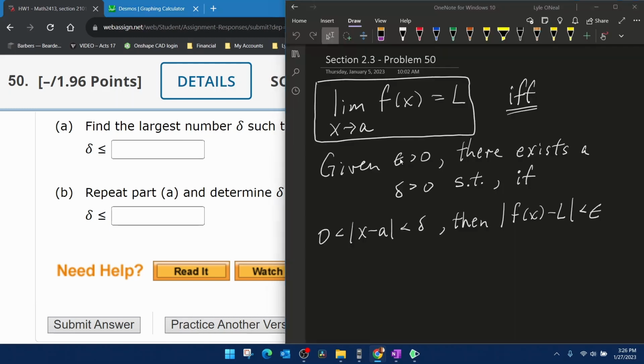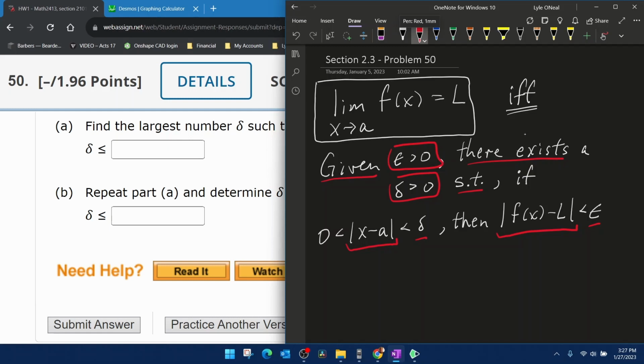And so what I want to do first is bring up the precise definition of the limit. We know that the limit as x approaches a of f of x is L if and only if, given an epsilon greater than 0, there exists a delta greater than 0 such that if the distance from x to a is less than delta, then the distance from f of x to L will be less than epsilon.